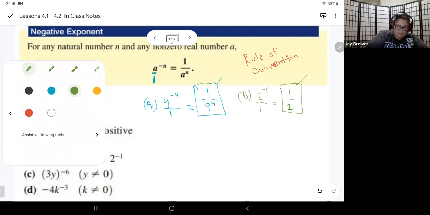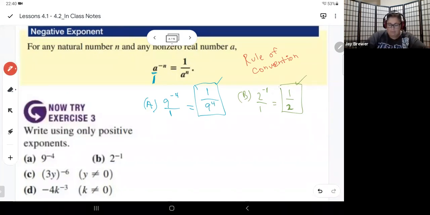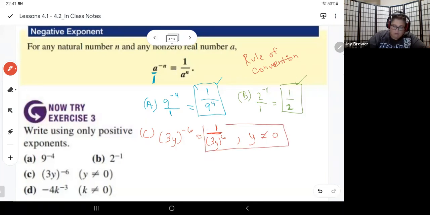Okay. You can see that I'm not going to put the exponent of 1 there because it's understood, just like the 1 underneath is understood. Now be careful here. The negative 6 is going with the whole parenthesis set. So we will have to move everything. And since we have a variable on the bottom, y cannot be equal to 0. Okay, so that would be the whole answer there. That whole piece.